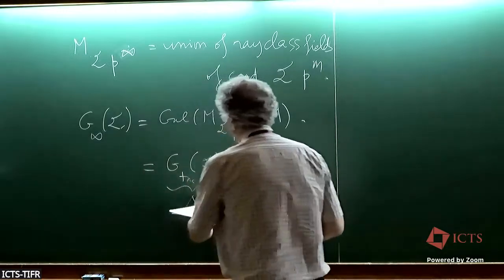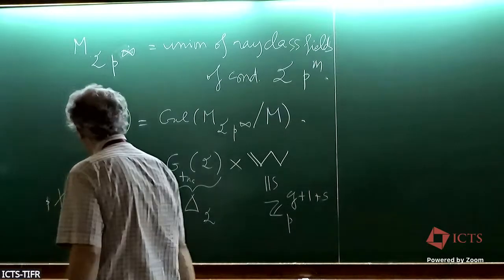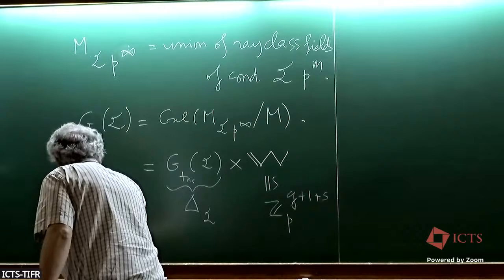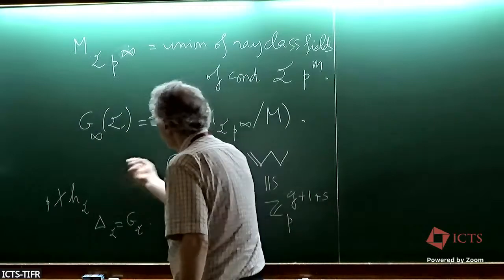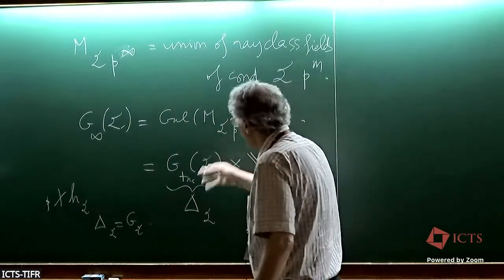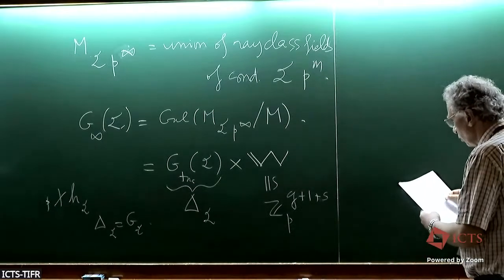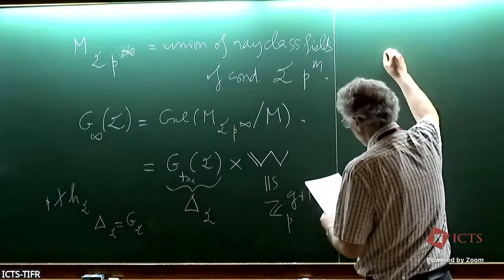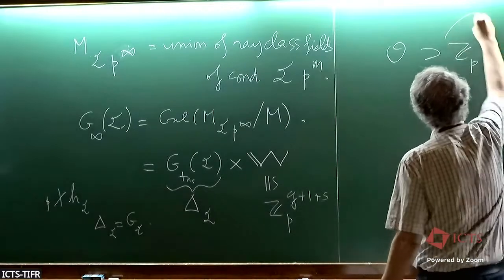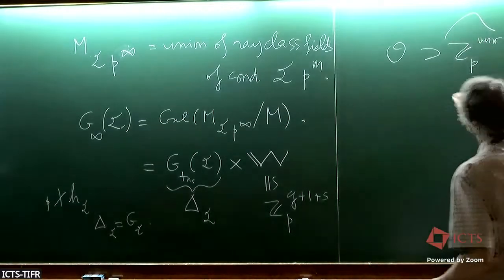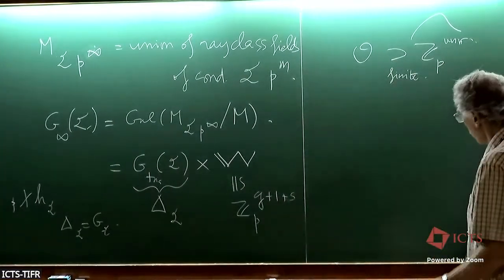And of course, if p does not divide the class number of conductor C, this group Delta_C is just the ray class group of conductor C. But if p divides the class number, well, it's a little different. Okay, so we take a finite extension of Z_p unramified hat, which is a DVR, which is a complete DVR.